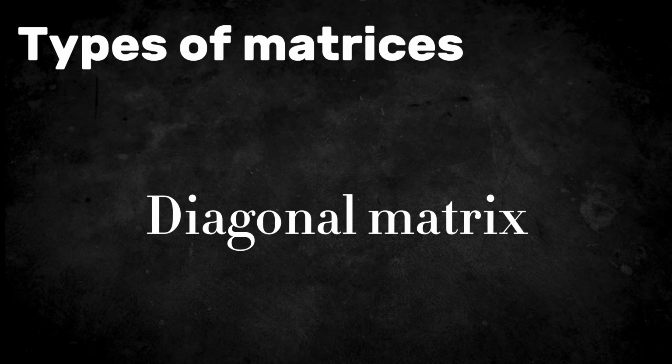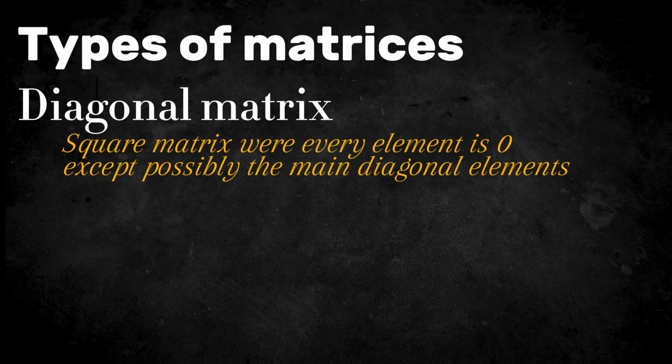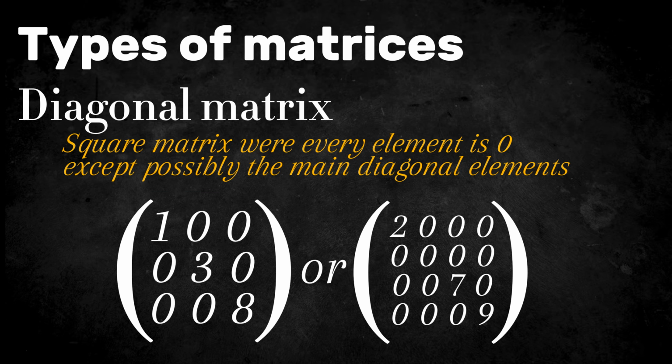Third, we have the diagonal matrix. This is a square matrix where every element outside the main diagonal is 0. The main diagonal runs from the top left corner to the bottom right corner. The elements on the main diagonal may also be 0, but this is not required. Here are 2 examples.